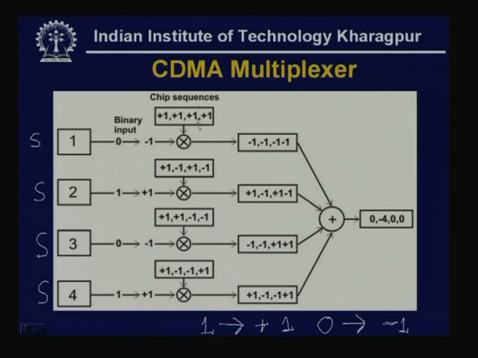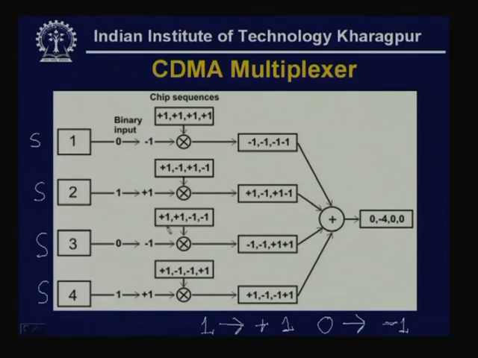Each of them is different from the other 3, and then this binary input is multiplied with the chip sequences. So, whenever it is multiplied with -1, +1 +1 +1 +1 becomes -1 -1 -1 -1. On the other hand, for channel 2, it is multiplied with +1, so it remains the same: +1 -1 +1 -1.